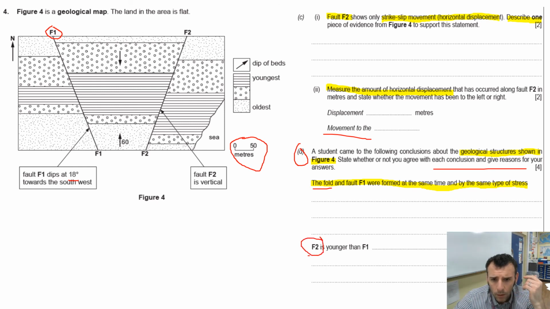Is F2 younger than F1? So F2 here is younger than F1. Well, the two do not come in contact with each other. Clearly they are both younger than the folding because they cut across. We've got a cross-cutting relationship between them. Do we have enough information? They don't come into contact with each other. So F2 and F1, can we tell? That would be my question to you. See what you think. Come up with a conclusion. Check it against the mark scheme.